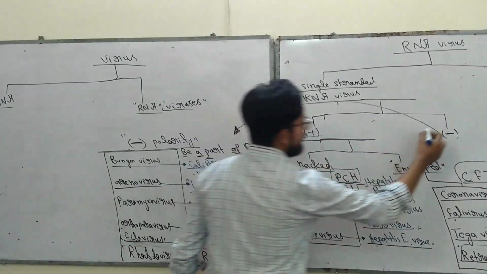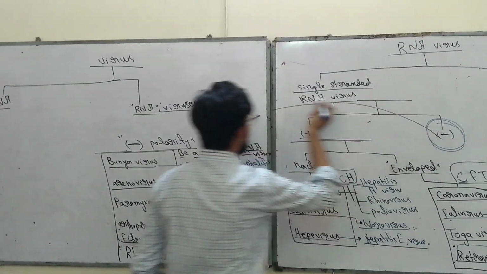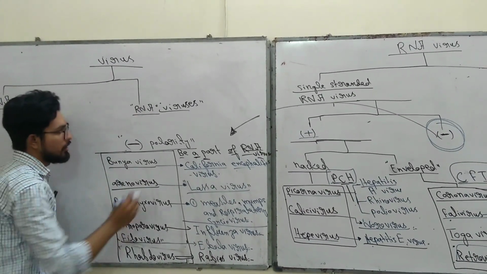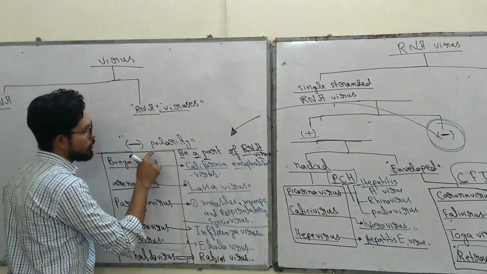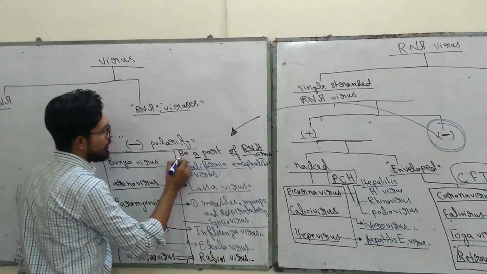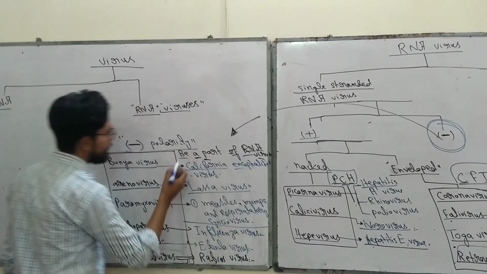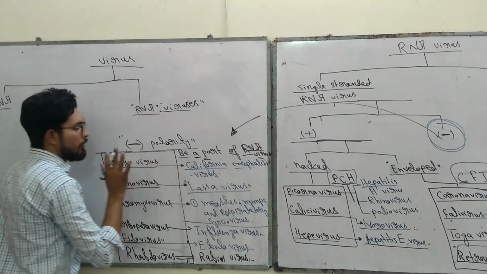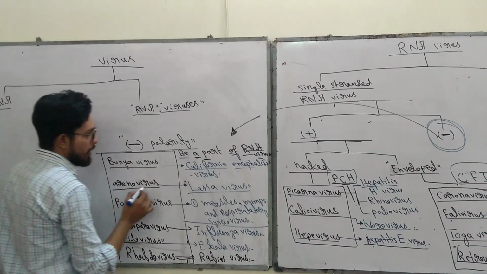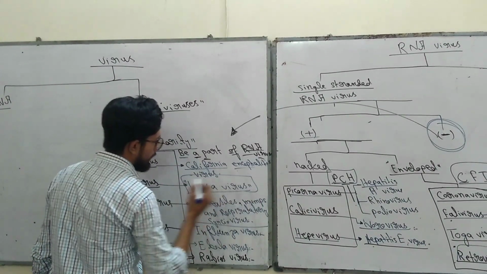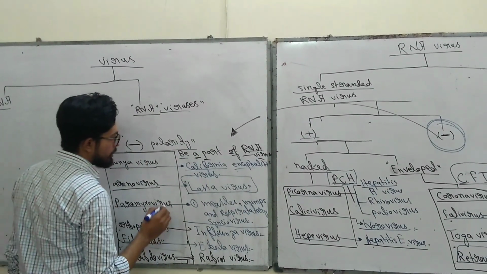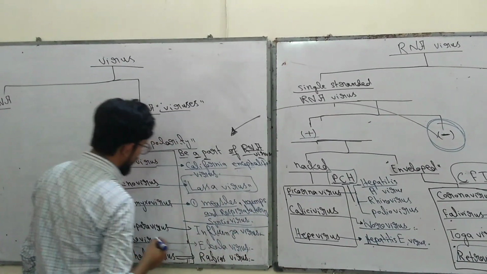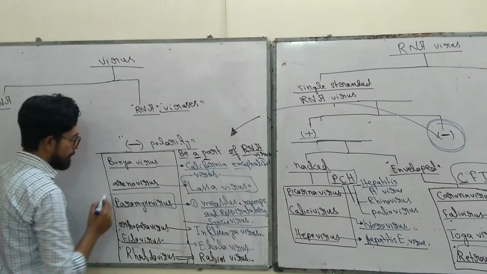And the negative polarity viruses are further divided into these 5 to 6 classes. The mnemonic to remember negative polarity is BAPOFR, part of RNA virus. B means Bunyavirus, which contains California encephalitis virus, and it is not important for exam purposes. Arenavirus is also not important for exam purposes. Paramyxovirus is very important for exam purposes. It contains measles, mumps, and respiratory syncytial virus.